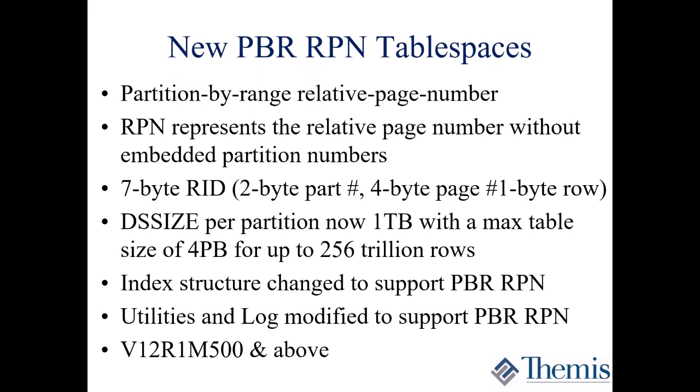So we have a 2-byte part number, a 4-byte page number, and a 1-byte row number. And I think if you add that up, that's 7 bytes for the RID. Okay. Utilities and log also had to be modified for this. And another quick note, you do have to be in, I guess I'll call it version 12 new function mode. The new terminology for that is version 12 release 1 M500 or above in order for this to work.